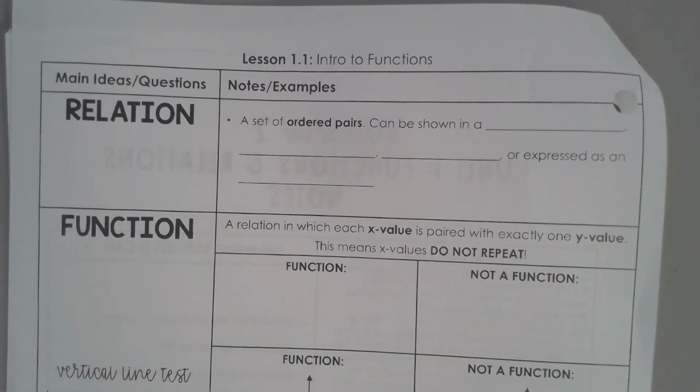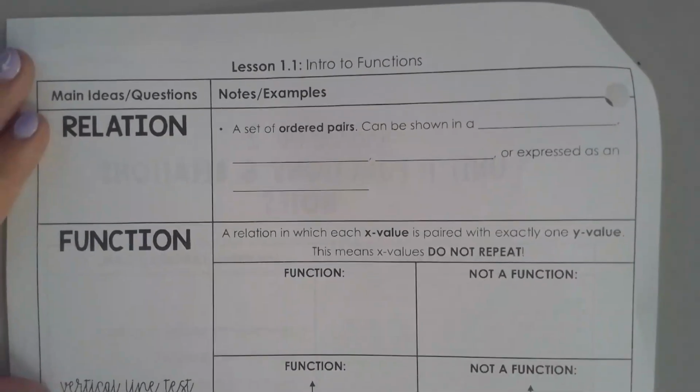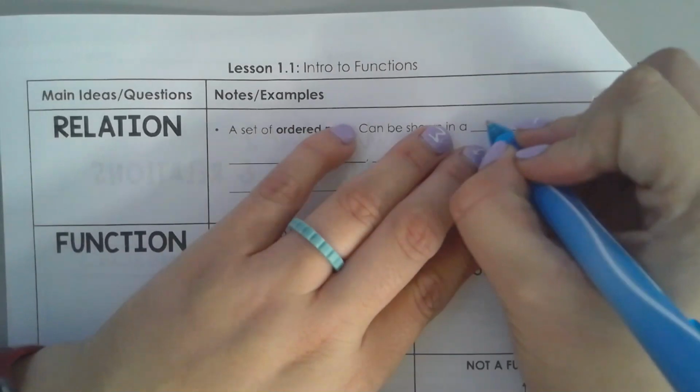The first word we're going to talk about is a relation. And a relation is just a very, very broad term. There's a lot of things that are included in a relation, but it boils down to it's just a set of points. It's just a bunch of points. They may make a graph. You may just see the points listed out, but it's just a bunch of points. And so we show these points or these ordered pairs in a graph sometimes.